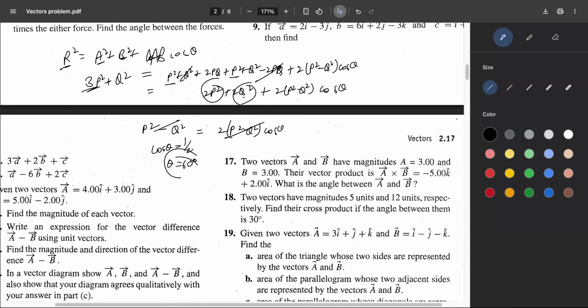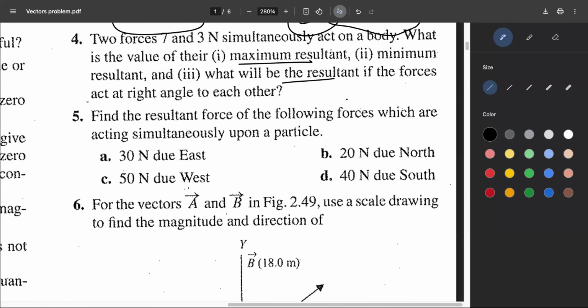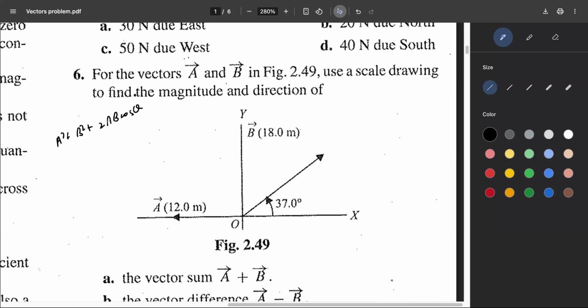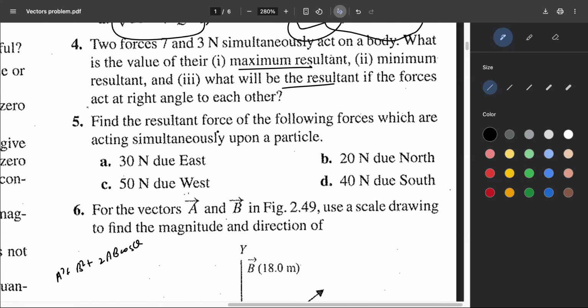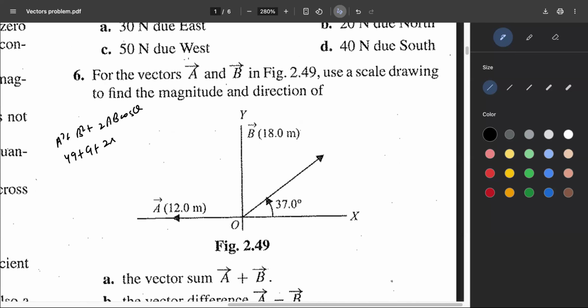Let's go with the formula again. Look, all of them are very simple, basic formula based. A square plus b square plus 2ab cos theta. Okay. What are the things given to us? 7 and 3. So this is 7 square 49, 3 square 9, plus 2 into 7 into 3, 21. This comes out as 42.